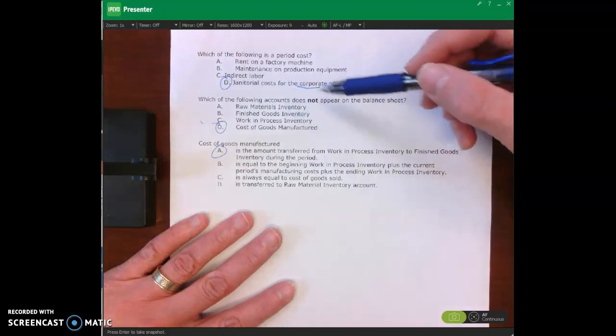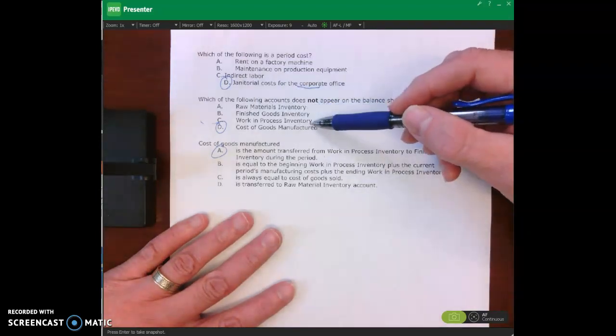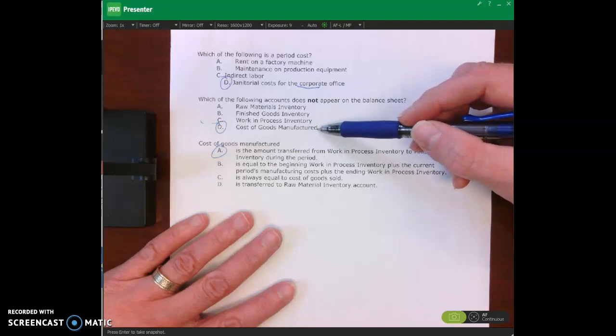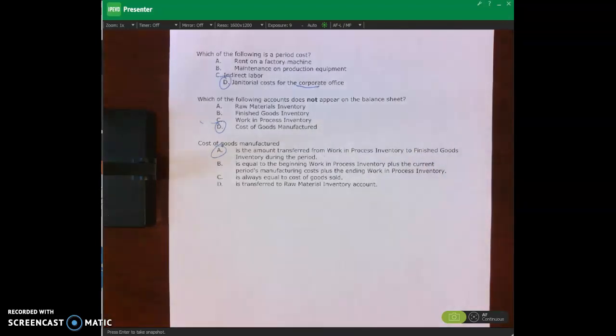Which of the following accounts does not appear on the balance sheet? Well, all these are inventory accounts and they do appear on the balance sheet. They are current assets on the balance sheet. Cost of goods manufactured does not appear on the balance sheet. And then cost of goods manufactured is equal to A. It is the amount transferred from work in process to finished goods inventory during the accounting period.